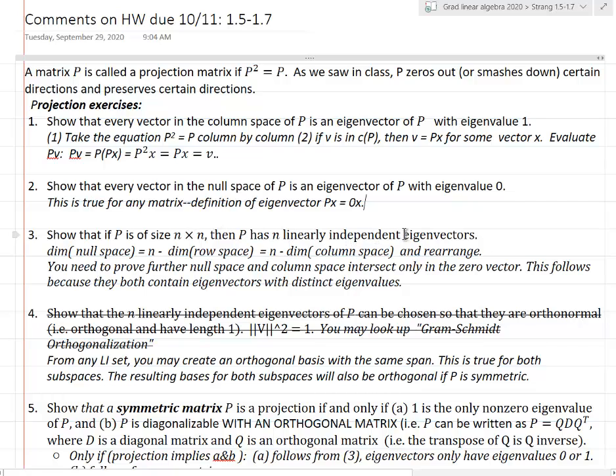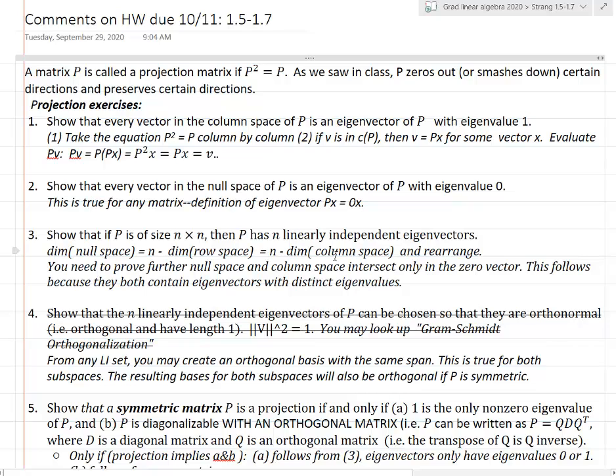Number three, show that if P is of size n by n, then P has n linearly independent eigenvectors. All right. So far we've seen eigenvectors with eigenvalue 1, and then we've seen eigenvectors with eigenvalue 0. Every vector in the column space has eigenvalue 1. Every vector in the null space has eigenvalue 0. Now if you just add up the dimensions of null space plus column space, you get n. Remember how that works. The dimension of the null space plus the dimension of the row space is n, but the dimension of the row space is equal to the dimension of the column space.